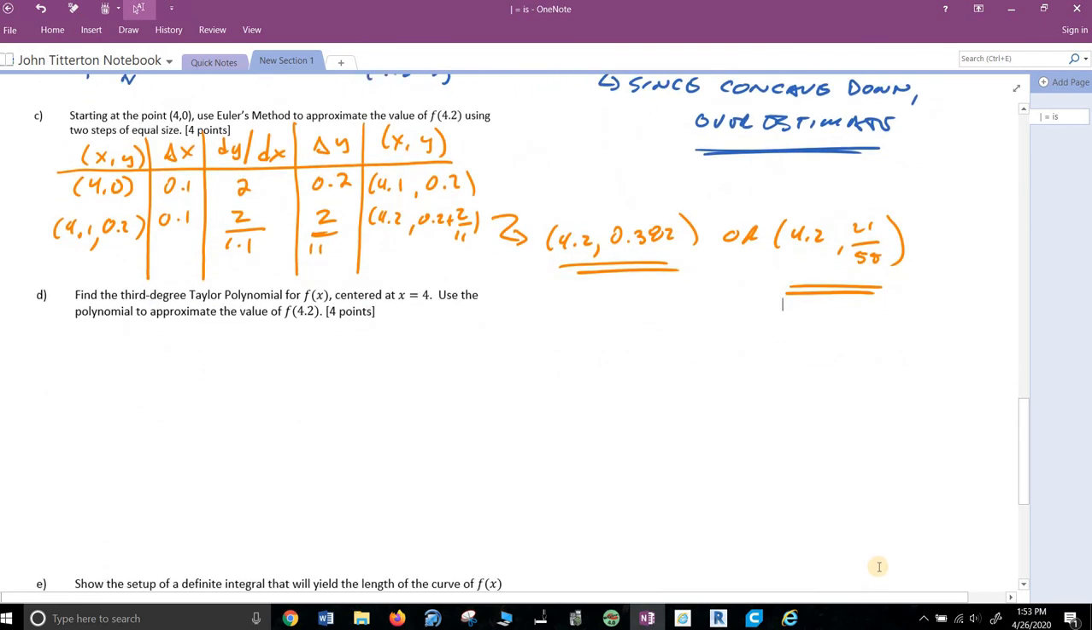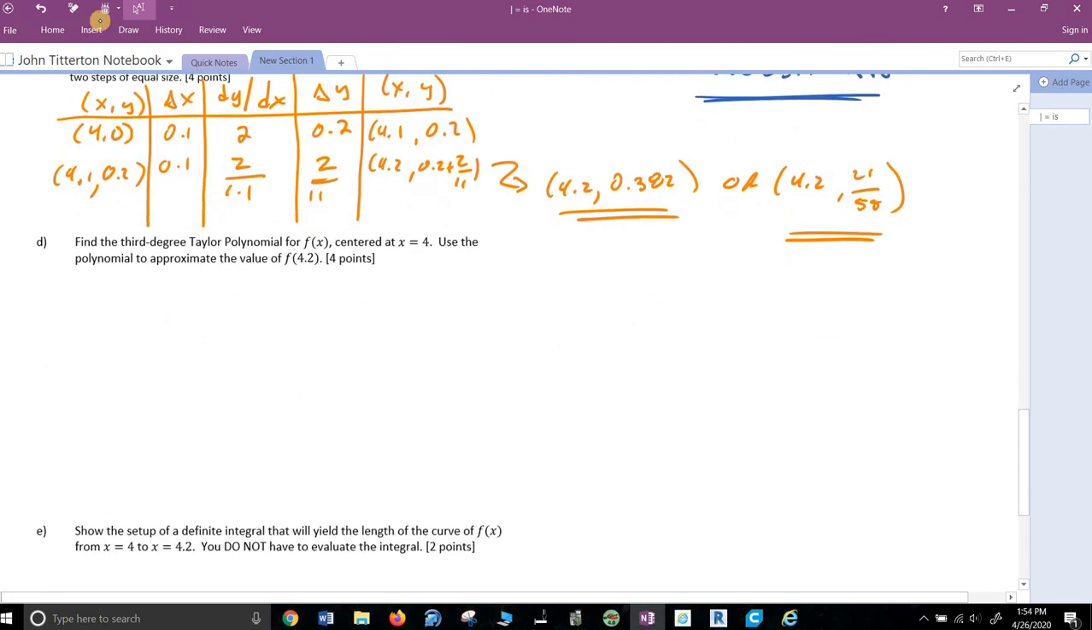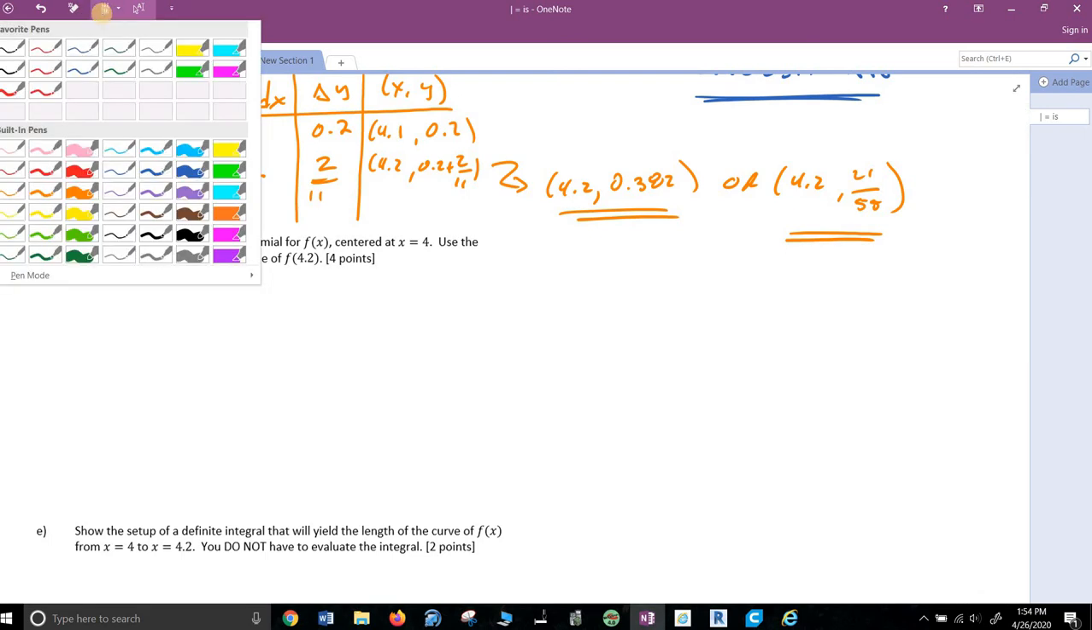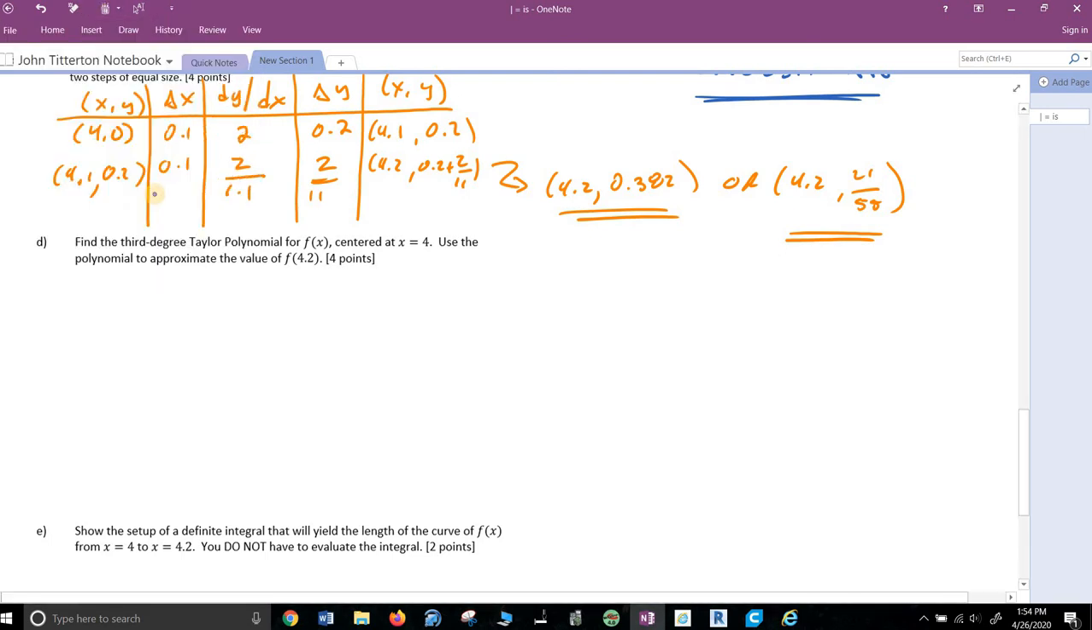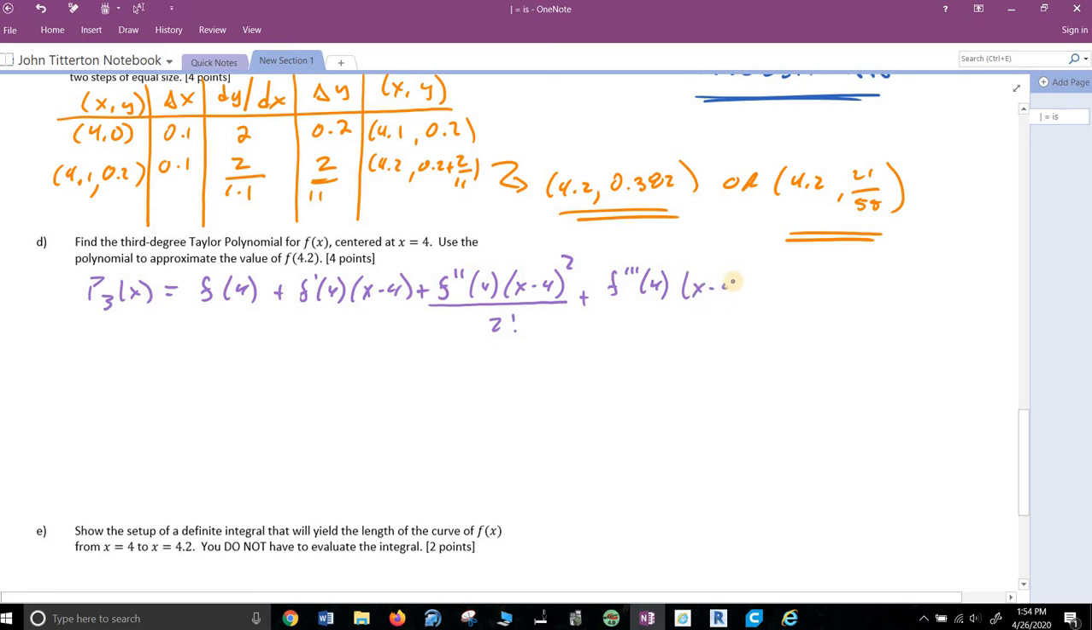All right. Find third degree Taylor polynomial. I fully expect to see a problem like this. Third degree. So we have 3. Centered x equals 4, so we're going to go with f of 4 plus f prime of 4 x minus 4 plus f double prime of 4 x minus 4 squared over 2 factorial plus f triple prime of 4 x minus 4 to the third over 3 factorial.